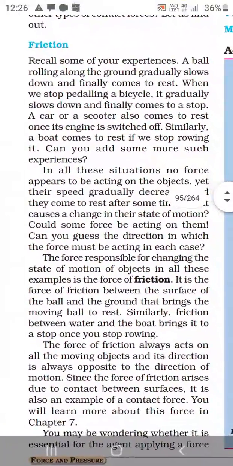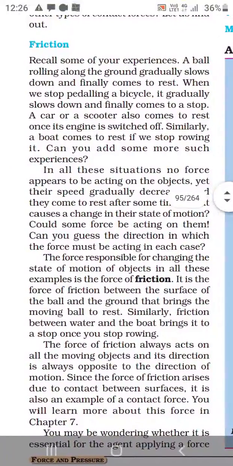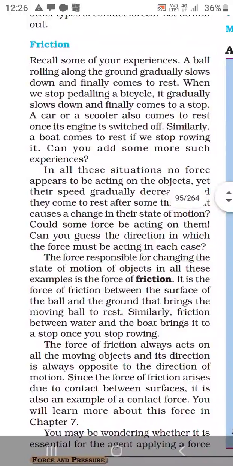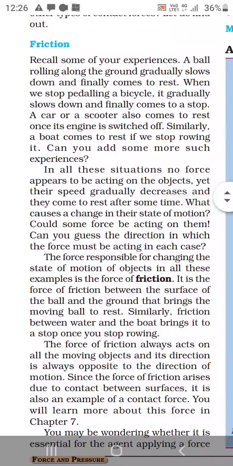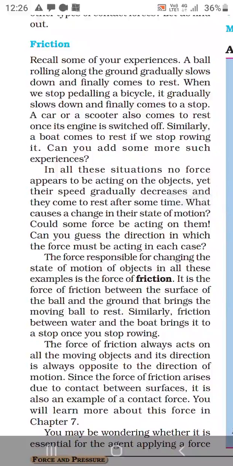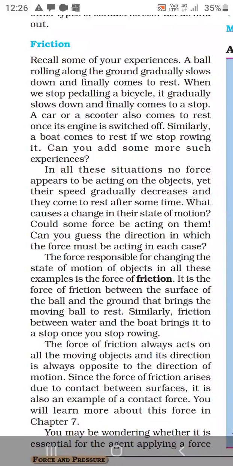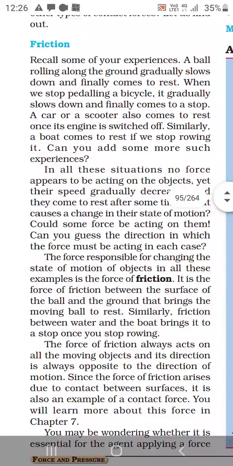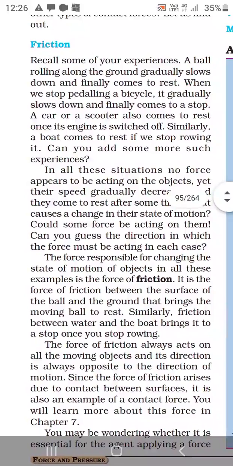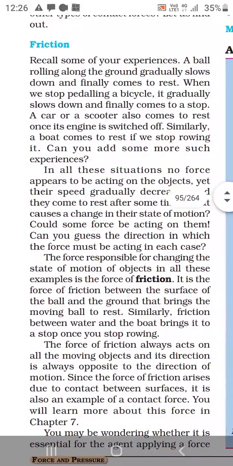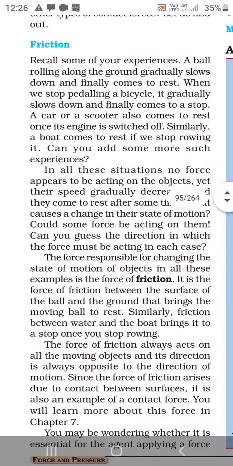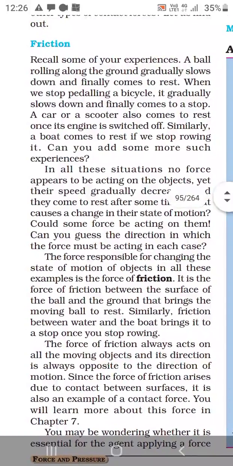This is the force of friction between the surface of the ball and the ground that brings the moving ball to rest. Similarly, friction between water and boat brings it to a stop once you stop rowing. The force of friction always acts on all moving objects and its direction is always opposite to the direction of motion. Since the force of friction arises due to contact between surfaces, it is also an example of a contact force.